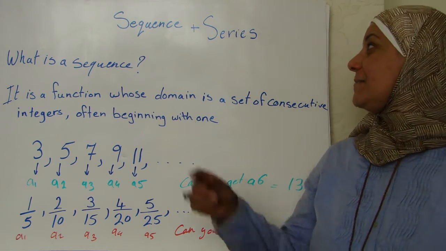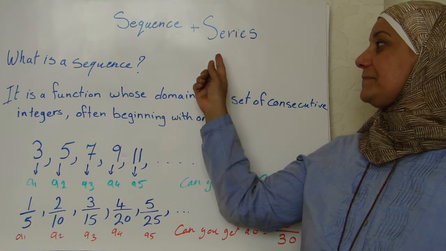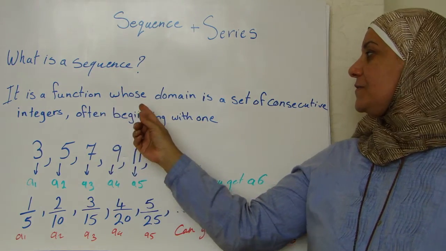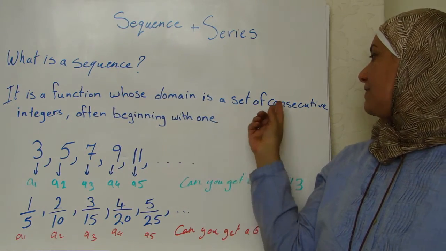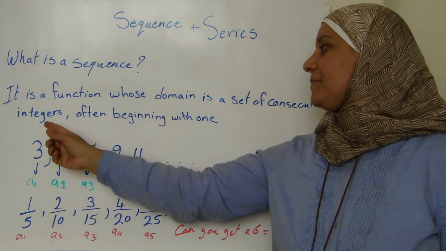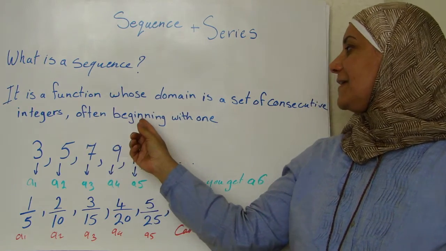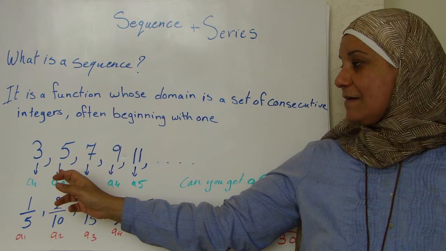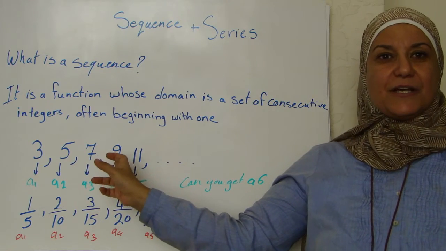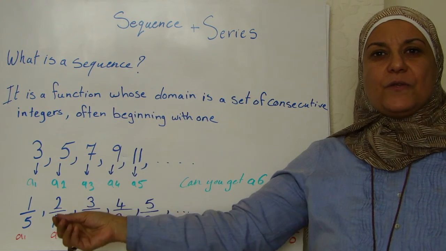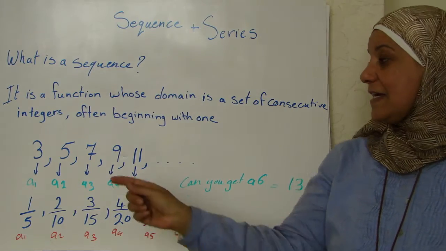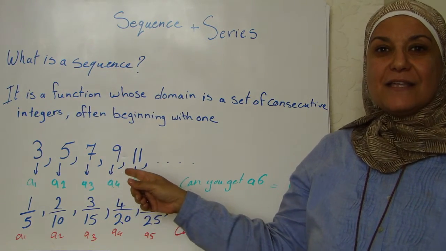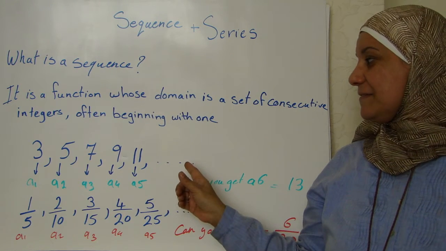Today we're going to speak about sequence and series. What is a sequence? It is a function whose domain is the set of consecutive integers, often beginning with 1. For example, 3, 5, 7, 9, 11. What do we notice here? We notice that there is some sort of pattern or a way that those numbers are repeated.